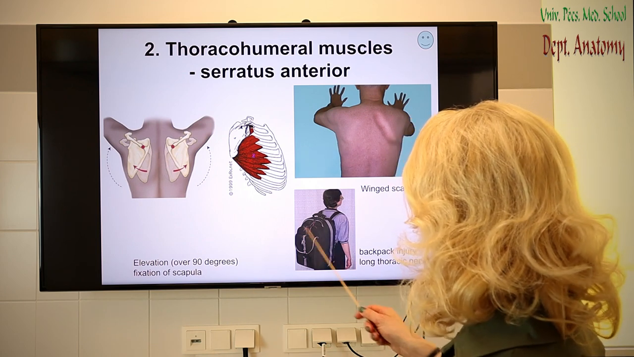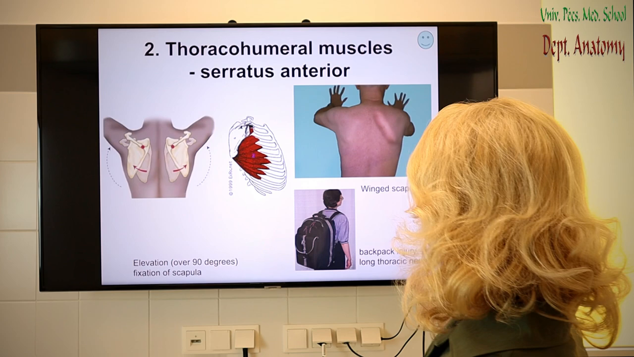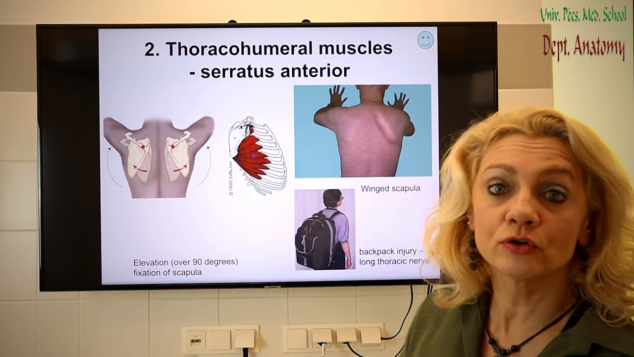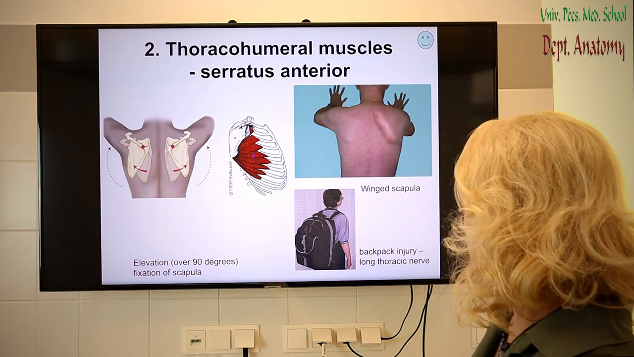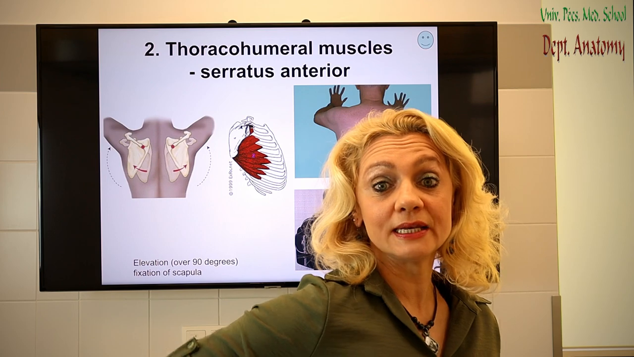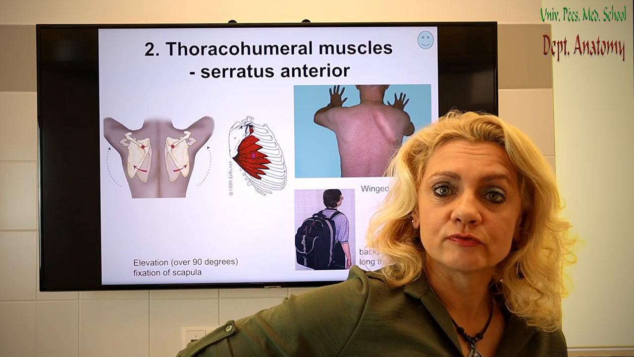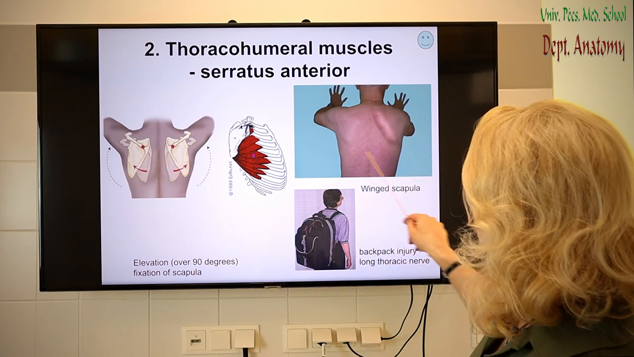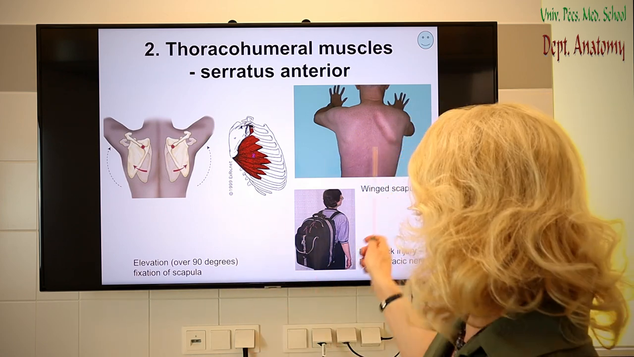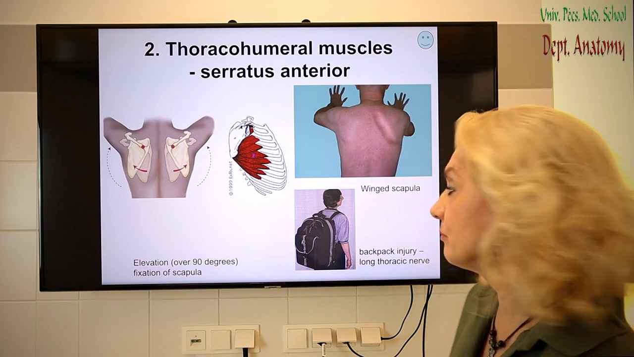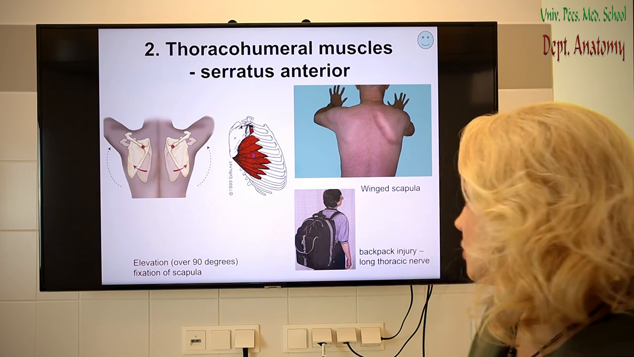And also, it's very important for fixing the scapula, and this is what is missing when the nerve innervating the muscle, the long thoracic nerve, is lesioned. It's also called backpack injury, because sometimes a badly designed, very heavy backpack compresses the nerve on the lateral side of the thorax. And then this is a very easy test to see if the two scapulas are asymmetrical. Then there can be the possibility of a long thoracic nerve, anterior serratus muscle lesion.